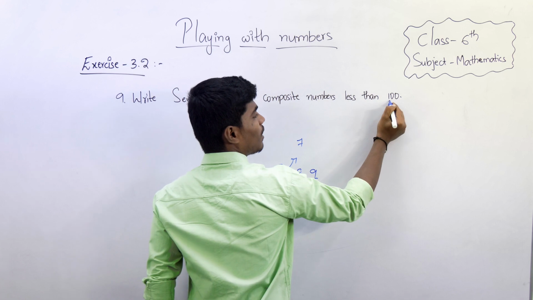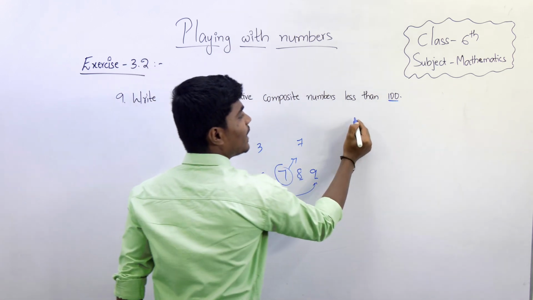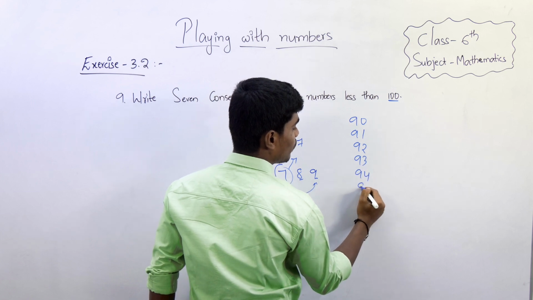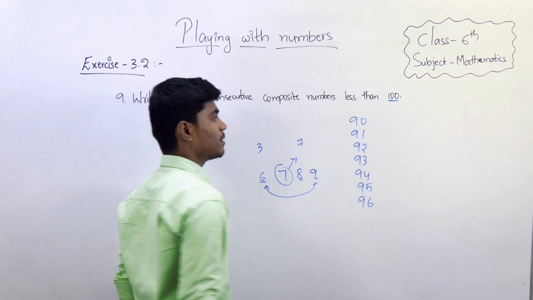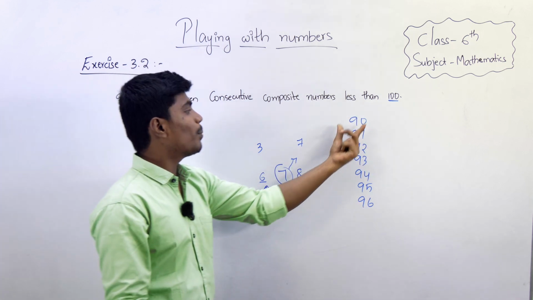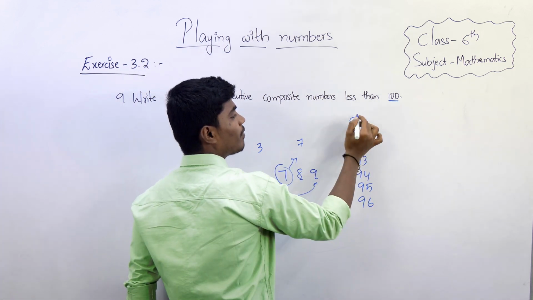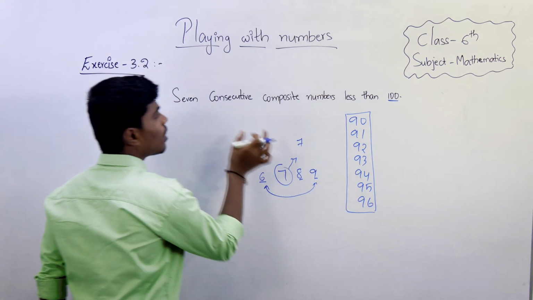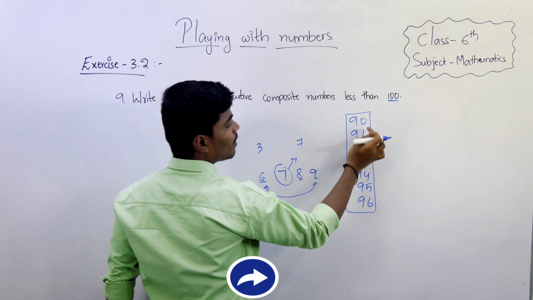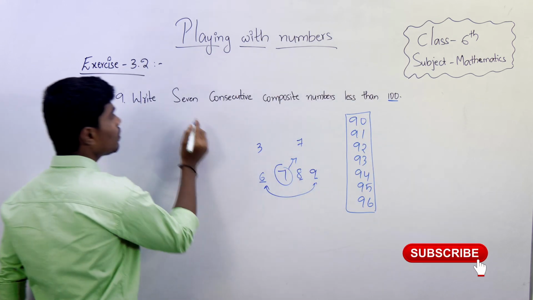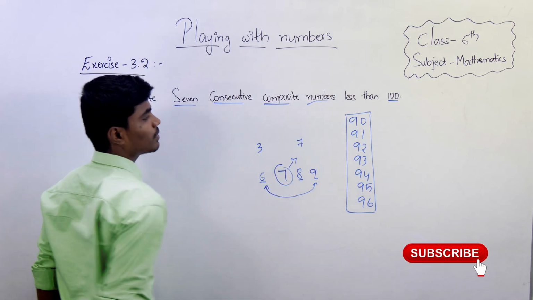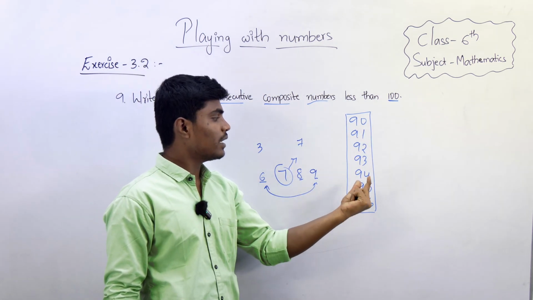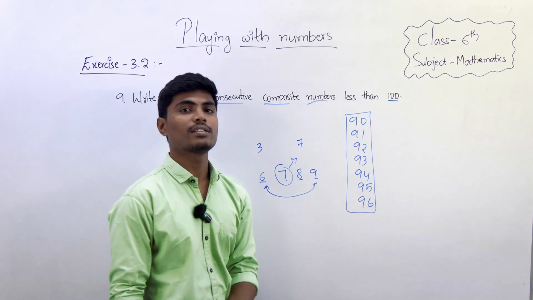See, we have to write less than 100. If you take 90, 91, 92, 93, 94, 95, 96, these all are composite numbers and there is no prime number between 90 and 96. So these are the consecutive composite numbers. How many numbers? 1, 2, 3, 4, 5, 6, 7. So 7 consecutive composite numbers. What are they? 90, 91, 92, 93, 94, 95 and 96.